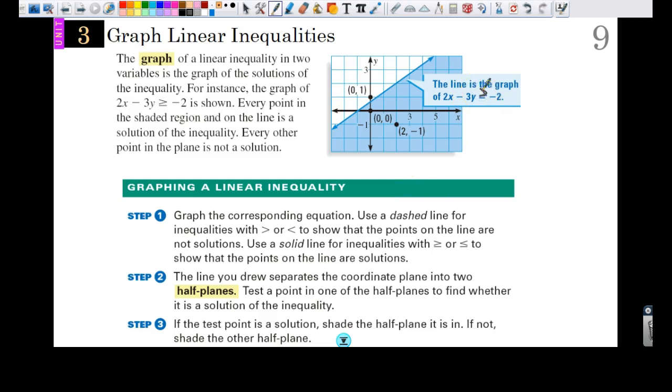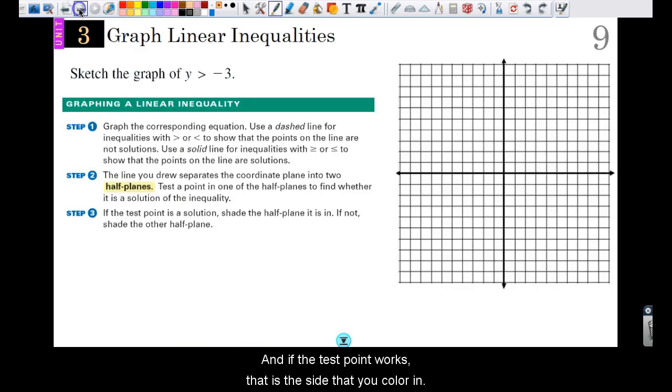So to graph linear inequalities, first you have to graph the line, or graph the corresponding equation. So you're going to make an equation, and you're going to graph it. You're going to use a dashed line if there's no equality underneath the inequality sign, and you use a solid line if the inequality has the equality underneath it. Then we need to test a point in one of the half planes, or one of the two halves of the picture. So the line will cut the picture into two parts. You test a point on either side, and if the test point works, that is the side that you color in.